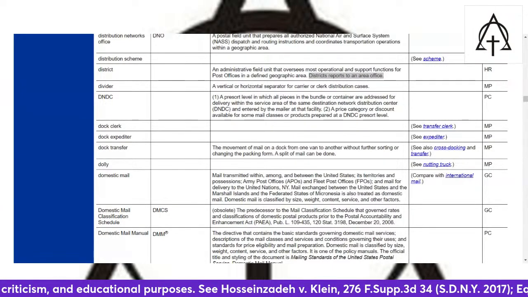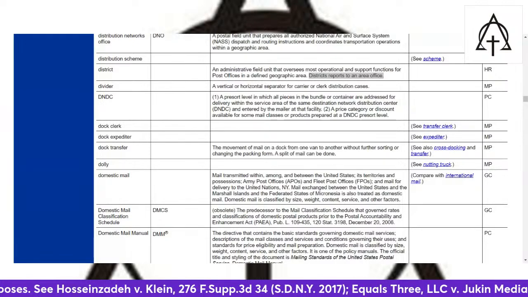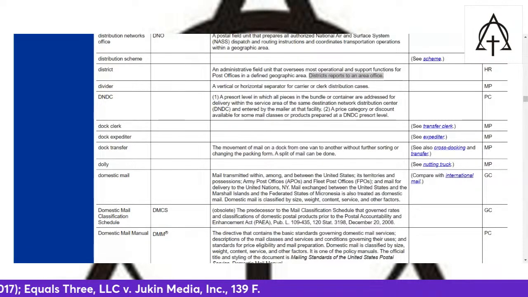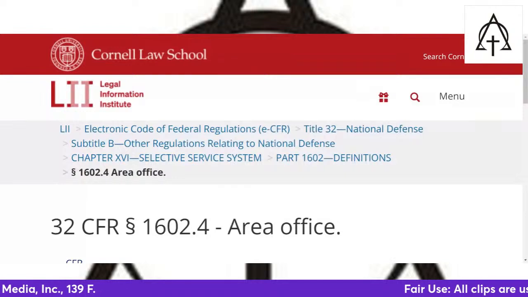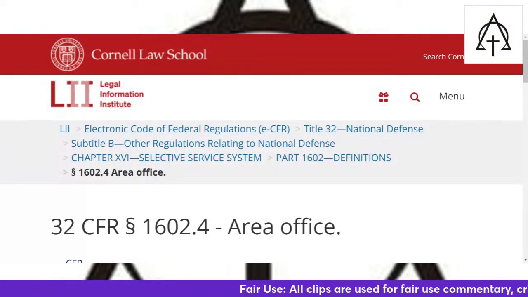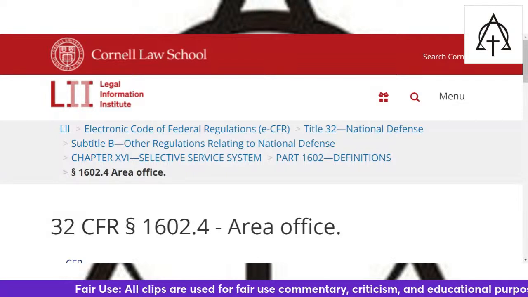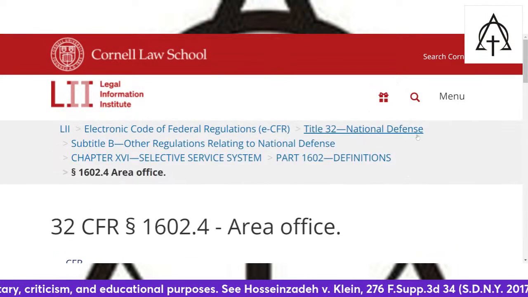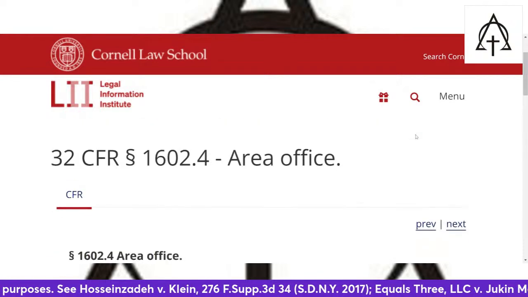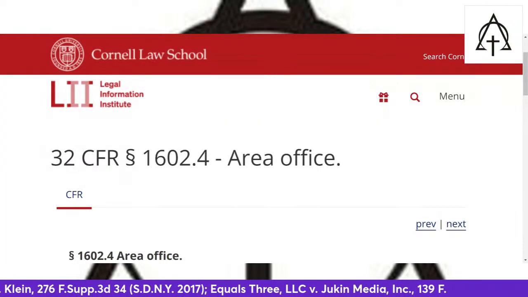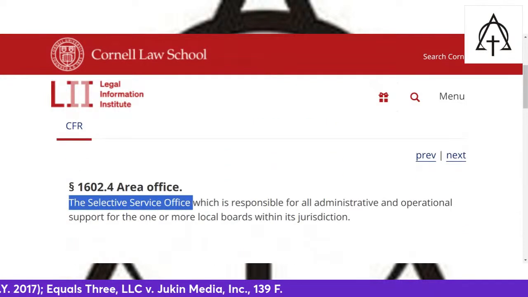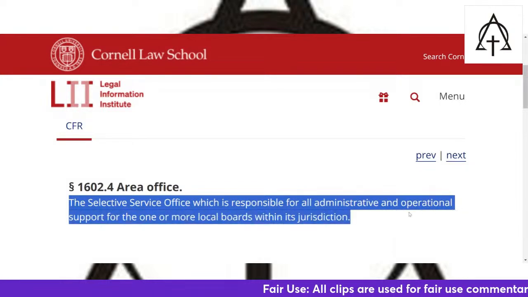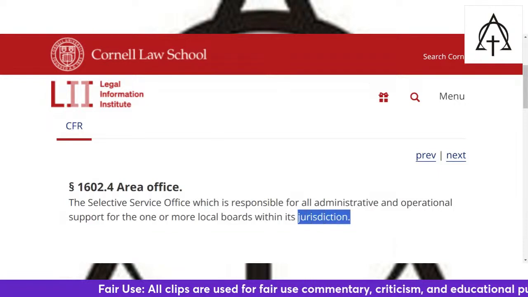What is that one, folks? Does anybody remember that one? That's 32 U.S.C. 1602.4. And it succinctly says in the U.S. Code, concurring and correlating with that same obligation and other security of the United States that we were talking about in the earlier video under 18 U.S.C., and the obligations of the Postal Service, we now have 32 CFR 1602.4, which is national defense. That's a military operation, folks. And under national defense, military operations, the area office is the Selective Service Office, which is responsible for all administrative and operational support for the one or more local boards within its jurisdiction.